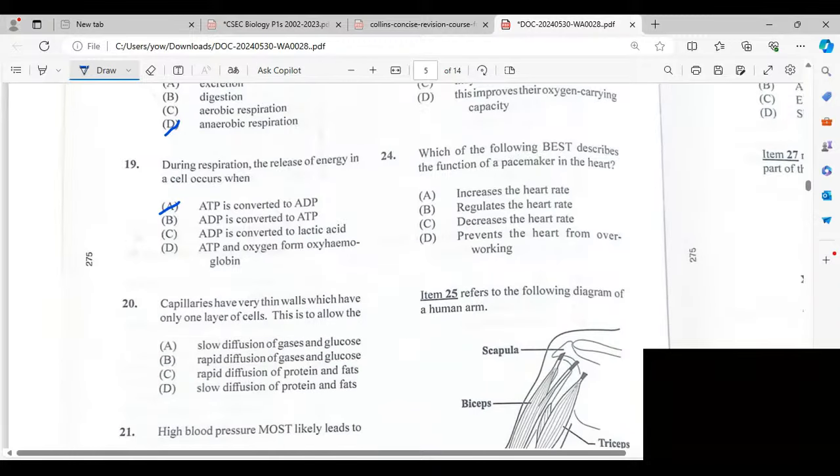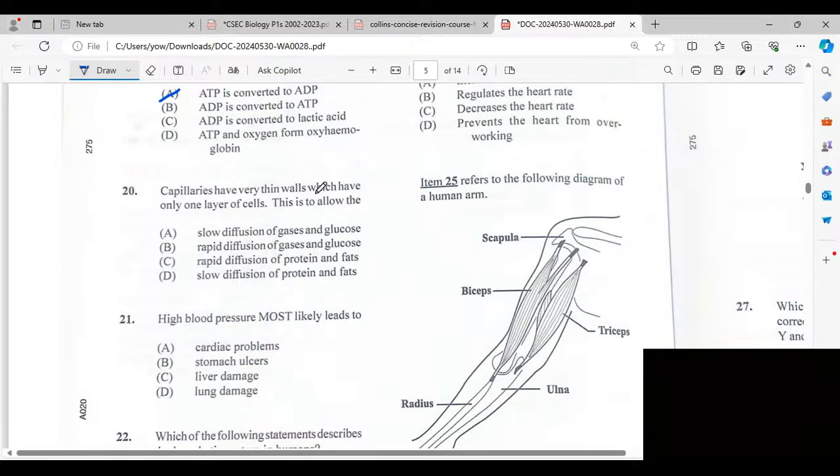Moving on to 20. Capillaries have a thin wall which has only one layer of cells. One layer, because it allows gases to exchange, right? Because it has to be thin. It cannot be A, cannot be D because it's thin. So it's either C or D. And it can be protein and fat. Fat is not good for the capillaries. So it will be D. B, as in boy. Rapid diffusion of gases and glucose.